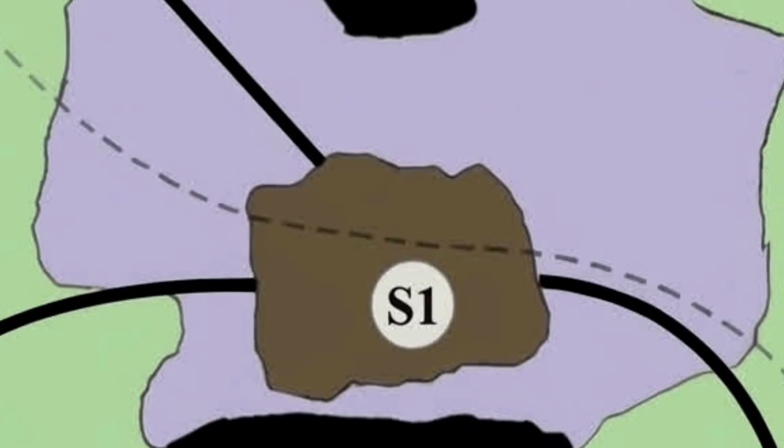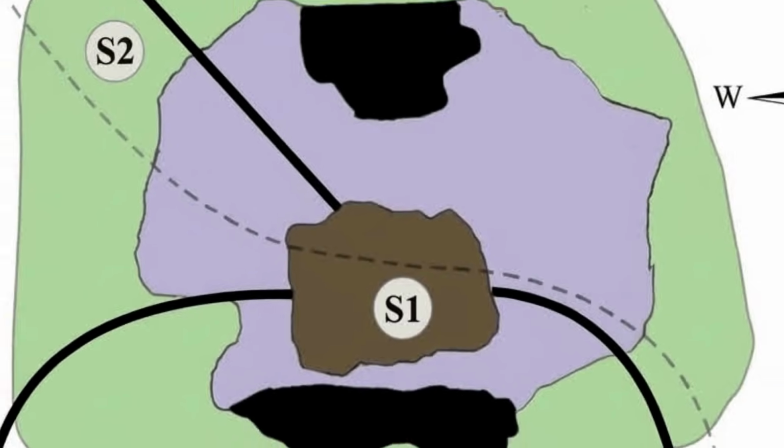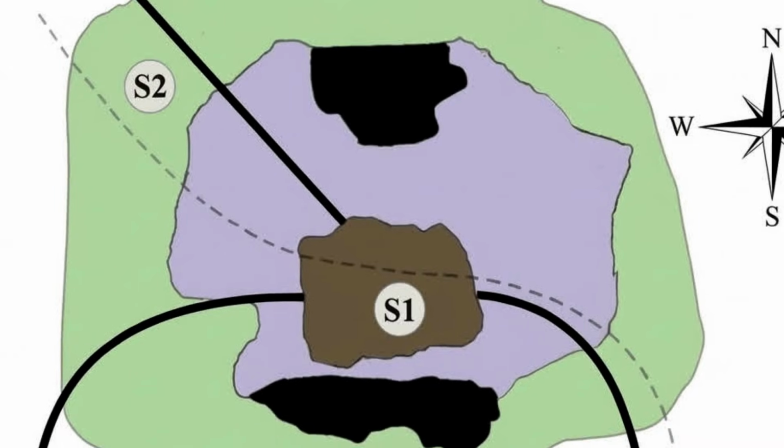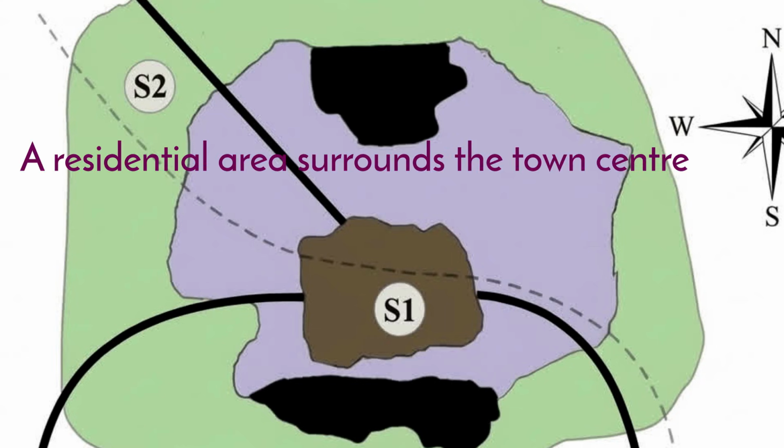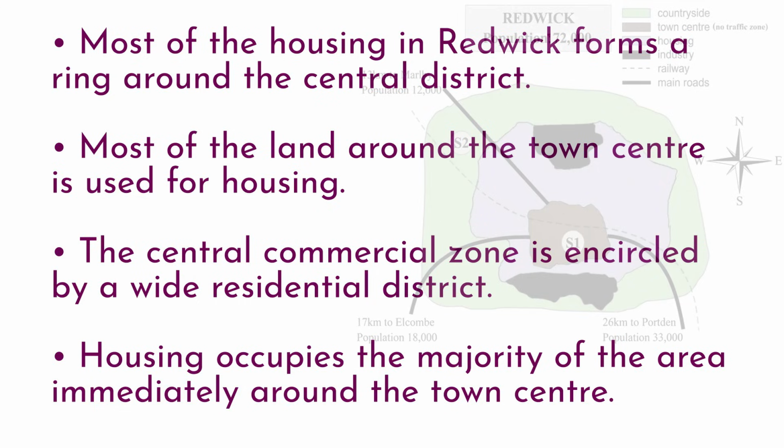Surrounding the brown town center is a large purple area. This is Redwick's main residential zone. A basic sentence for this is, a residential area surrounds the town center. Alternative versions might be, most of the housing in Redwick forms a ring around the central district. Most of the land around the town center is used for housing. The central commercial zone is encircled by a wide residential district. Housing occupies the majority of the area immediately around the town center.